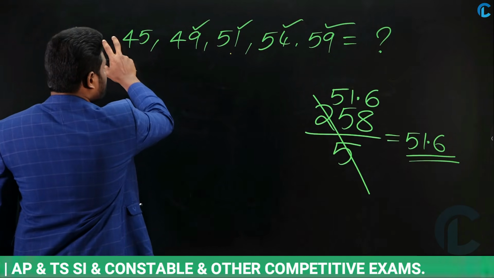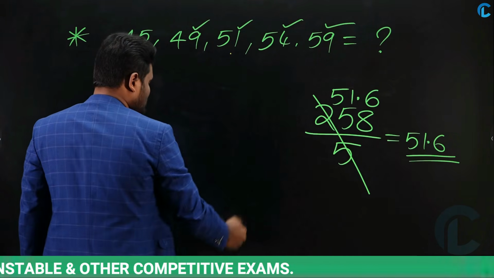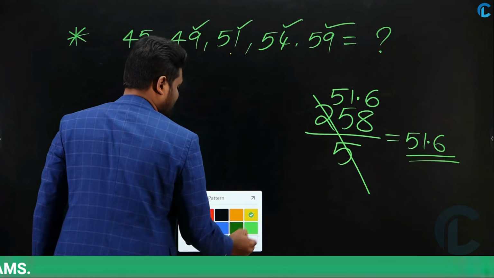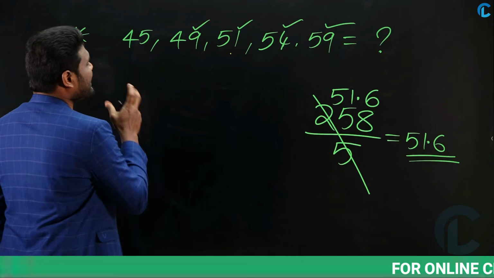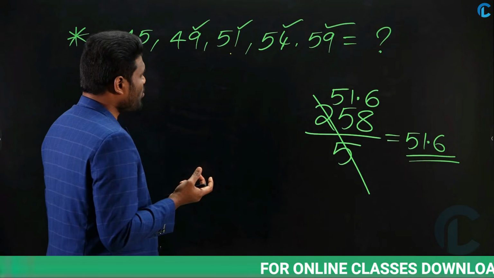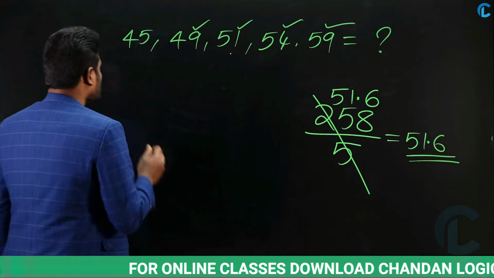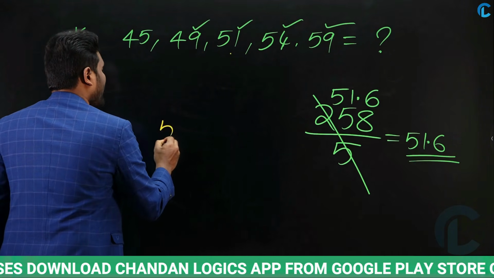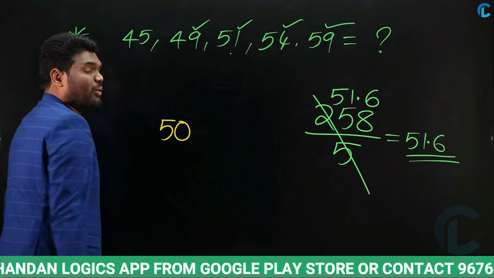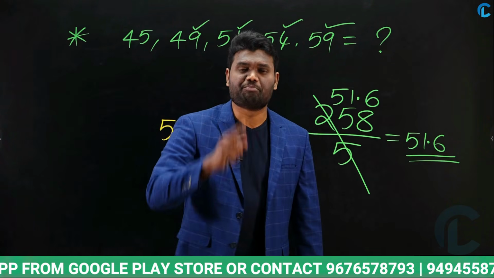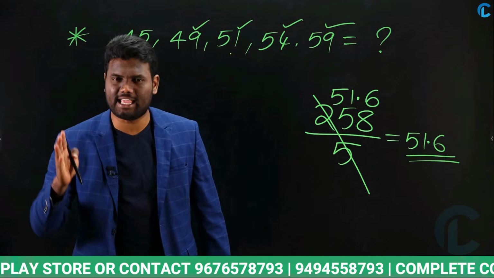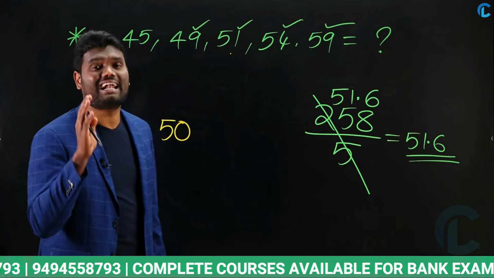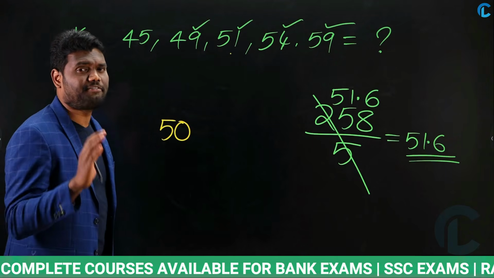Now I will assume one number which is close to all these numbers. Here the numbers are 45, 49, 51, 54, 59. So I am assuming the average as 50. When I assume the average as 50, each and every number should be 50, 50, 50, 50. Why? Because average is nothing but equal distribution. Let us check whether all the numbers are 50 or not.